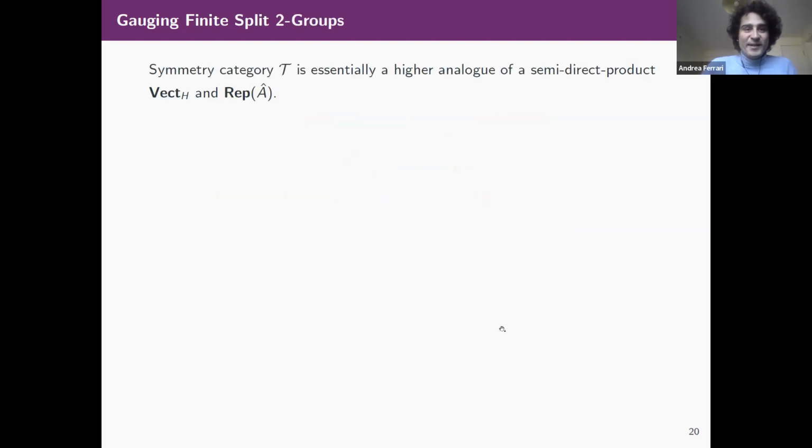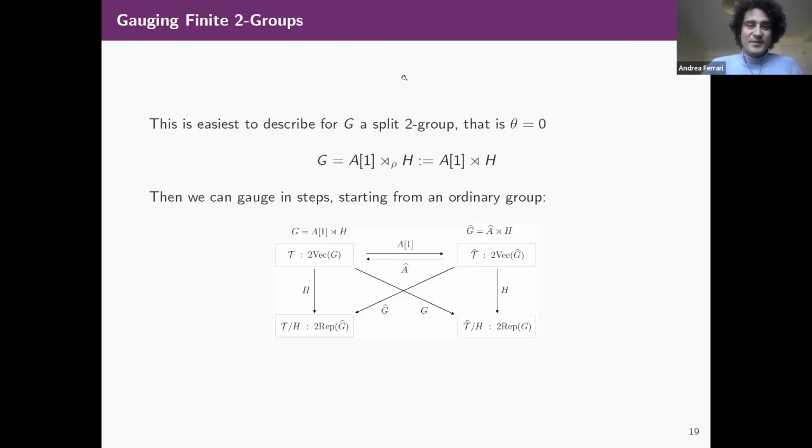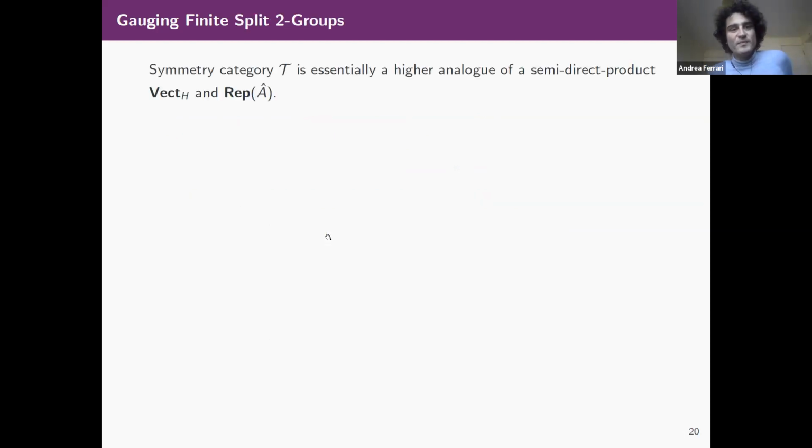Now, the symmetry category T is essentially a higher analog of a semi-direct product. Remember, the symmetry category T is the symmetry category that we have when we have this symmetry group G, A1 cross H. So essentially, a higher analog of a semi-direct product between Rep A hat and Vec H. Basically, we have things like the representations of A, but they are graded by H. I'm not going to talk very much about this category T.